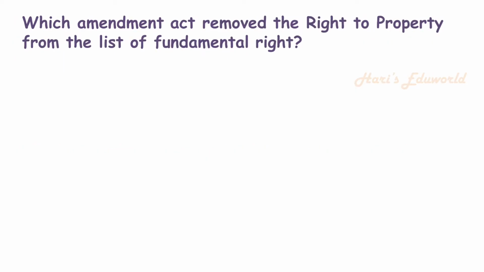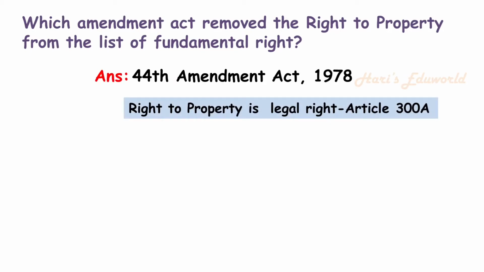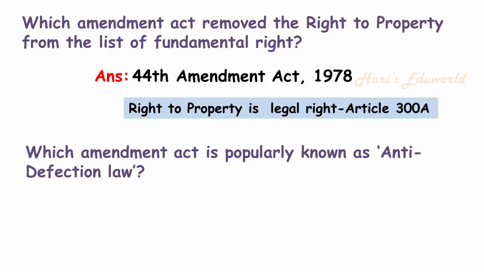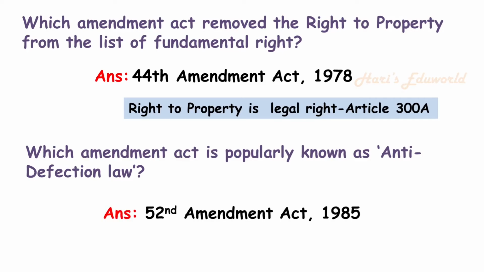Which Amendment Act removed the right to property from the list of fundamental rights? Answer the 44th Amendment Act 1978. So this amendment is very important, and this amendment removed the right to property from the list of fundamental rights. So right to property is now a legal right, and the article related to right to property is Article 300A. Which Amendment Act is popularly known as Anti-Defection Law? Answer 52nd Amendment Act 1985.